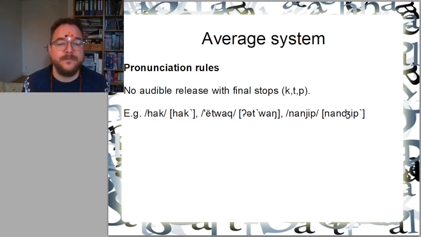Let's take some examples. Hak, ut, wang. So the T, I produce the T with my tongue, but I don't release the T. I don't say ut, wang, I say ut, wang. Nanji. Again, hak, ut, wang, nanji.